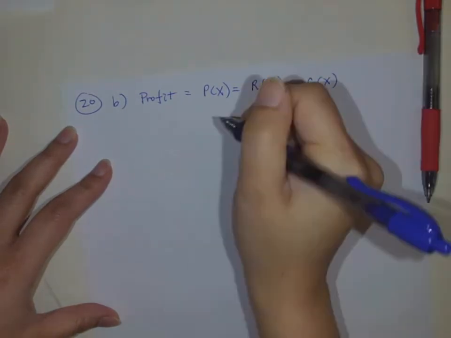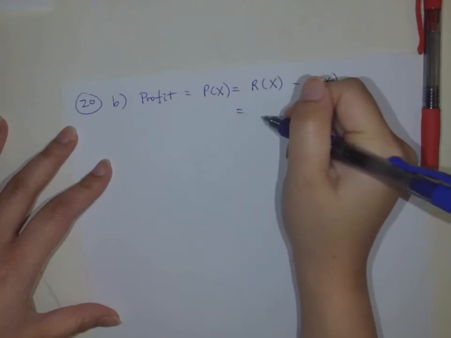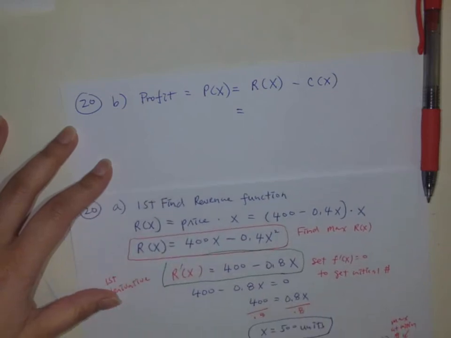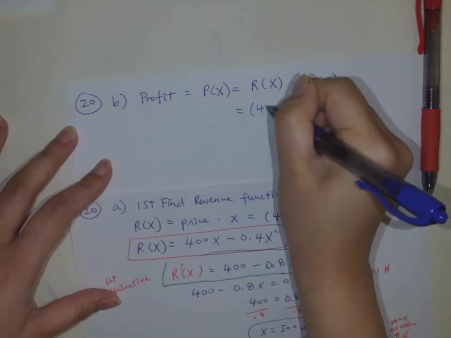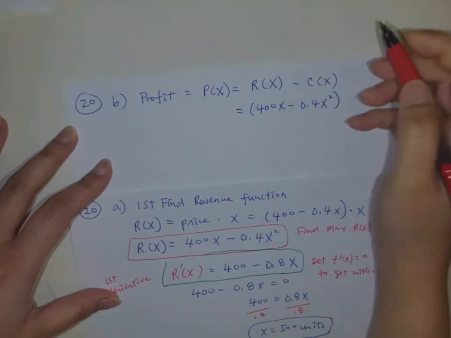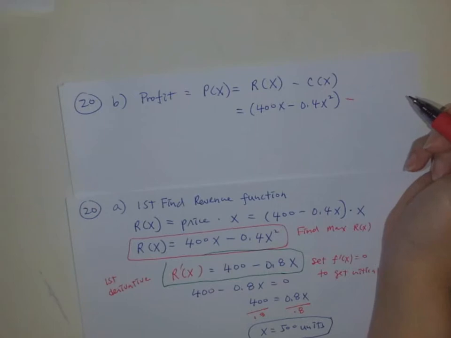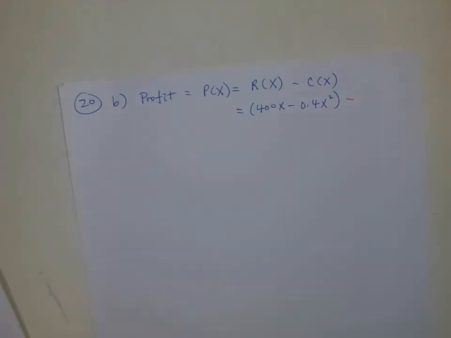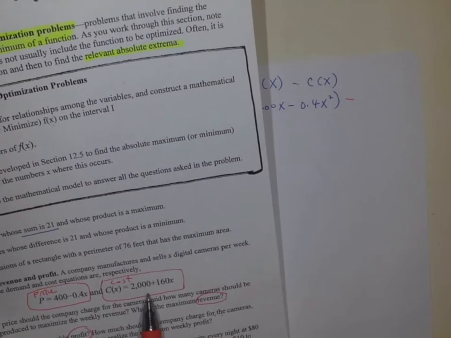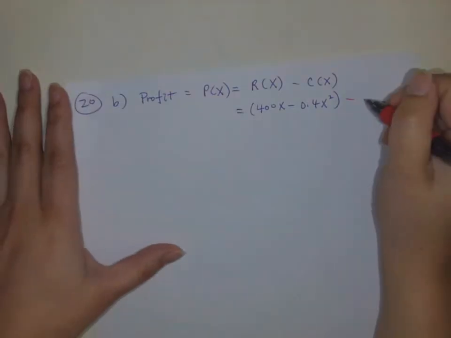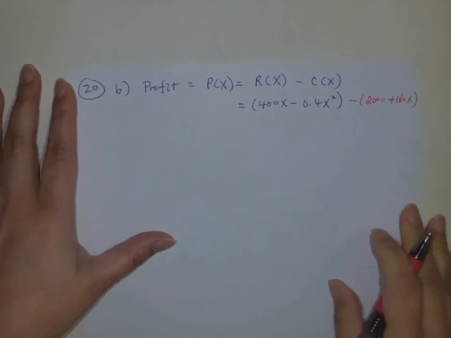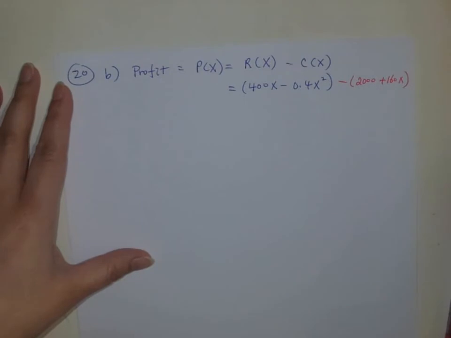Alright, so your revenue, we got it from the last part. Revenue was 400x minus 0.4x squared, right? Subtracting my cost function. The cost function is from the question part. The question says the cost function is 2000 plus 160x. So minus (2000 plus 160x). Okay, so we use the revenue subtract the cost.